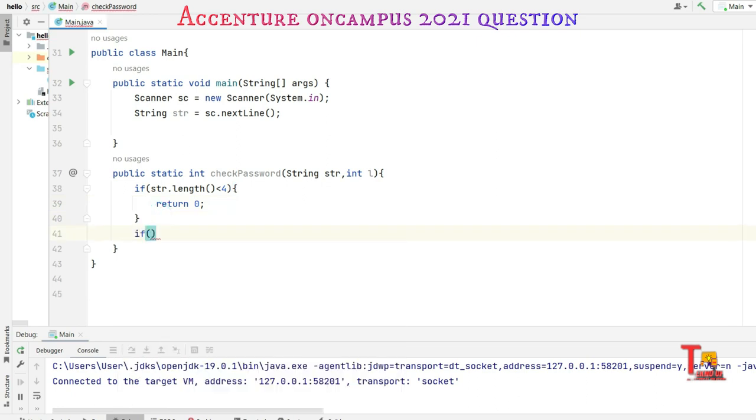if starting character, that means str.charAt(0) is equal to 0, and is greater than 0 and str.charAt(0) is less than 9. Then return 0.